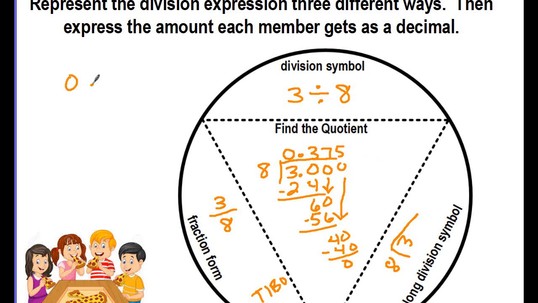So as a decimal, it's 375 thousandths. Now, some of you maybe could have skipped all of this work because you recognize that 3/8 is a benchmark, right? And if you know that 1/8 is 125 thousandths, then you just multiply it by 3, because we want 3 of them, and you get the 375 thousandths.